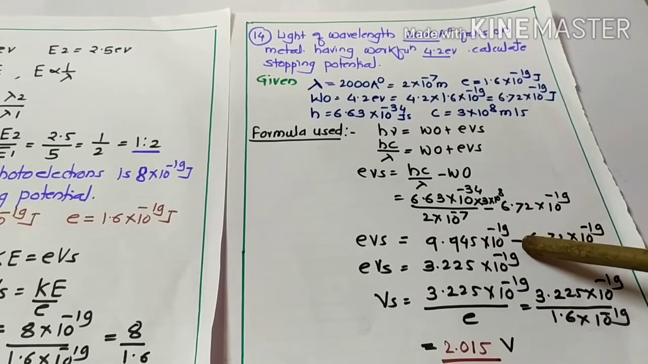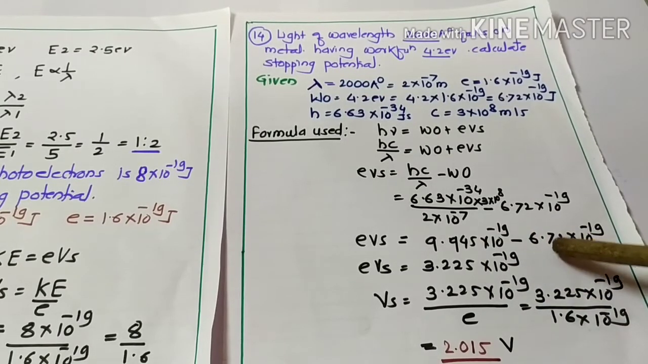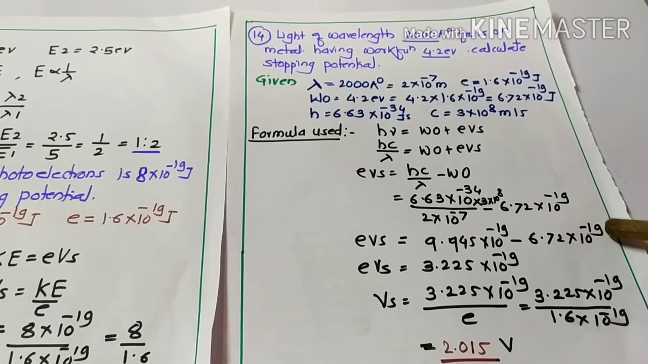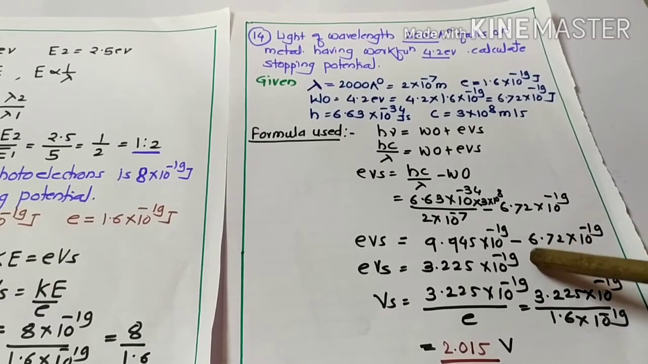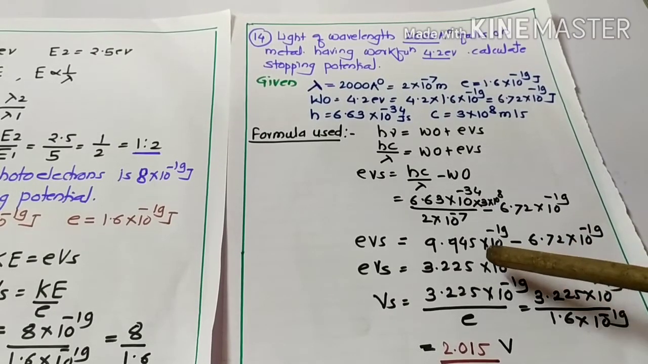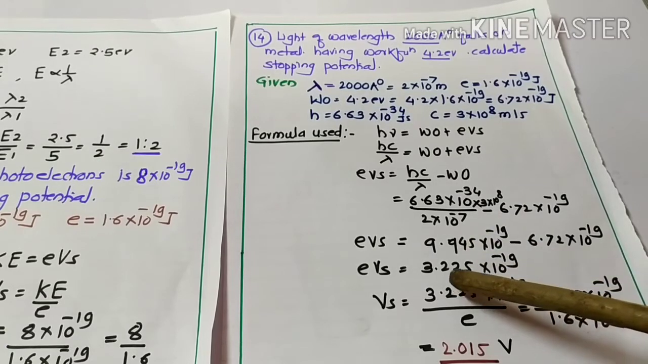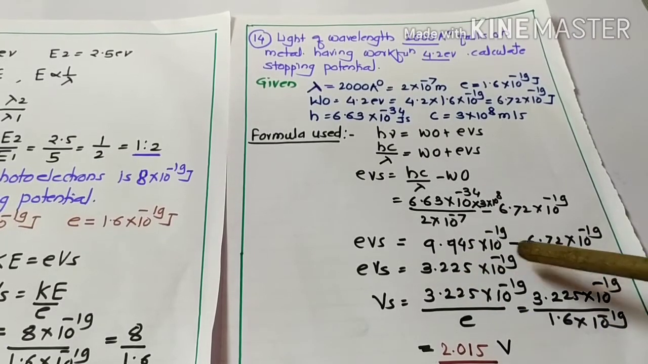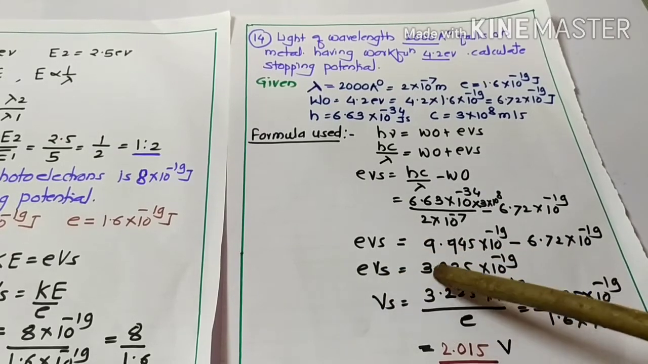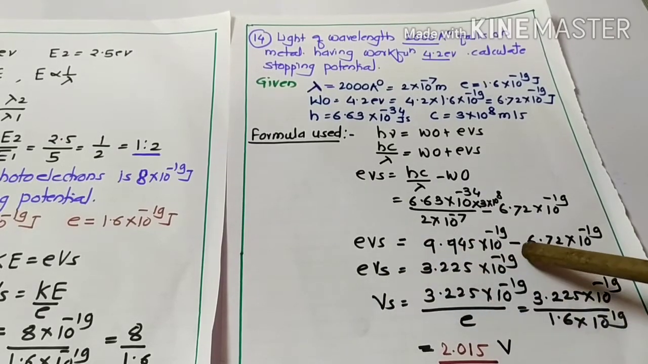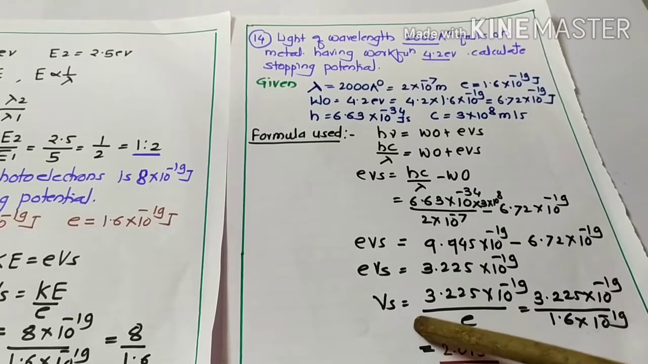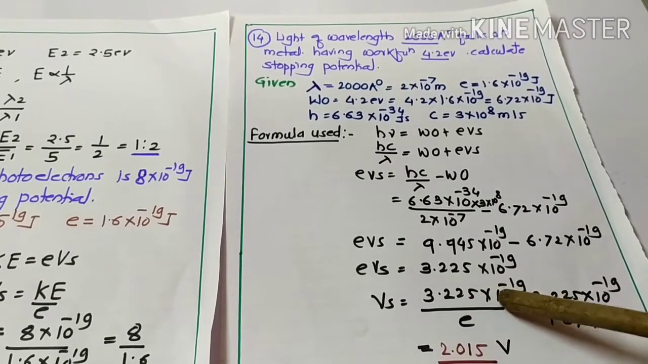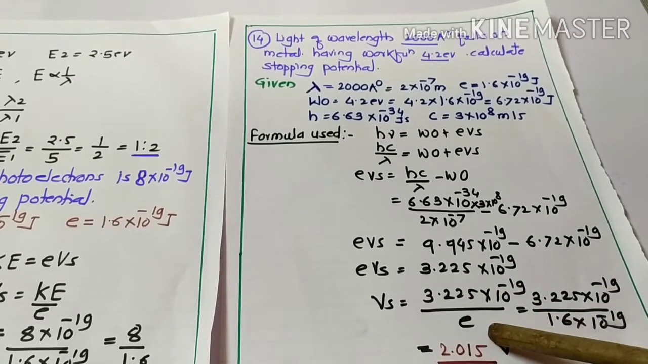9.945 into 10 raised to minus 19 minus 6.72 into 10 raised to minus 19. The common factor is 10 raised to minus 19. After subtracting, the answer is 3.225 into 10 raised to minus 19. But eVs is equal to 3.225 into 10 raised to minus 19, so Vs is equal to 3.225 into 10 raised to minus 19 divided by e.